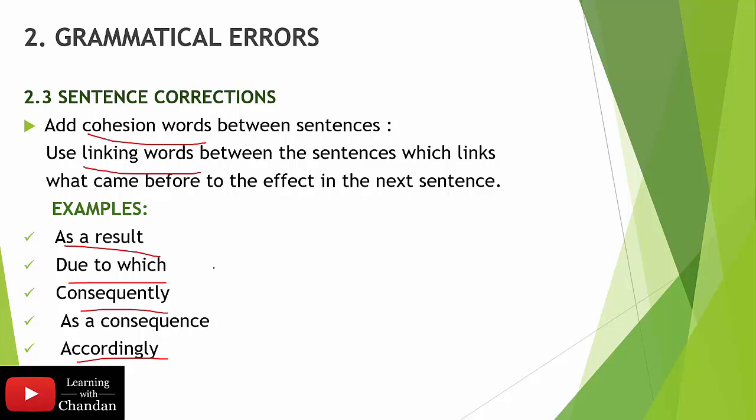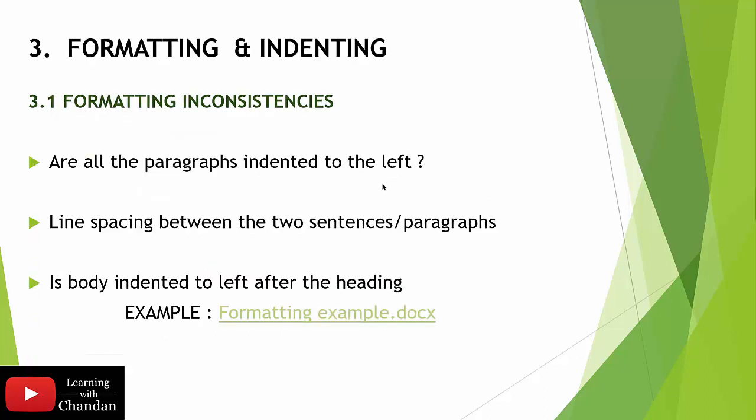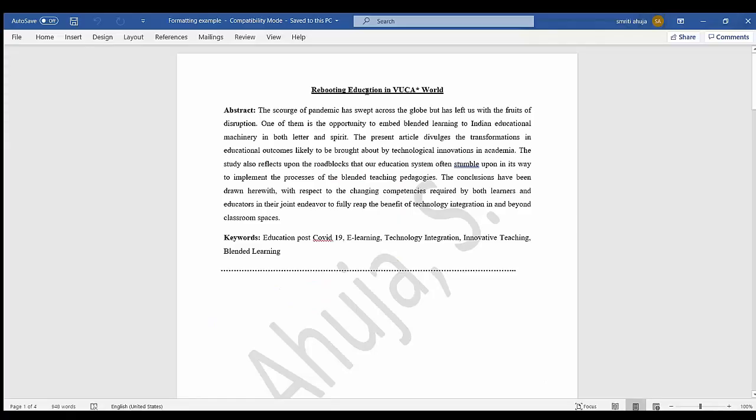continuity between the paragraphs. The third most important component under generic contents is our formatting and consistencies. We should check whether all the paragraphs are indented to the left, the line spacing is equal among all the sentences and paragraphs, and also the body is indented to left immediately after the heading. Let me show this with an example. Check out the sample for an example.